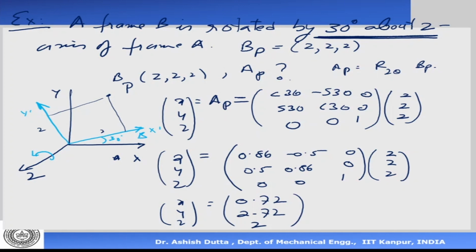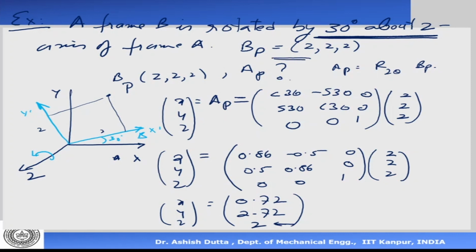Okay. So you saw that there was no change in the Z axis. Please note that, because we are rotating about Z. Now the frame B was rotated and BP was 2, 2, 2, and we were asked to find what is AP.